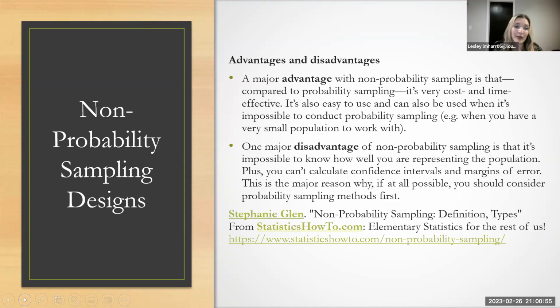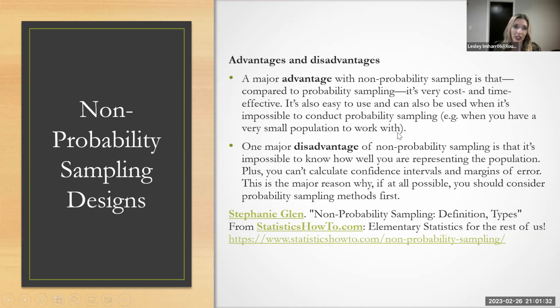Many of you used non-probability sampling actually in your needs assessment because you reached out to people in your world, and that would be considered a convenience sample, for example. Okay, so let's look at advantages and disadvantages because this is going to get us into our journal assignment for this week. So a major advantage of non-probability sampling is that it's cost and time effective. It's easy to use and can be done when it's impossible to conduct probability sampling. So let's say you have a very small population.